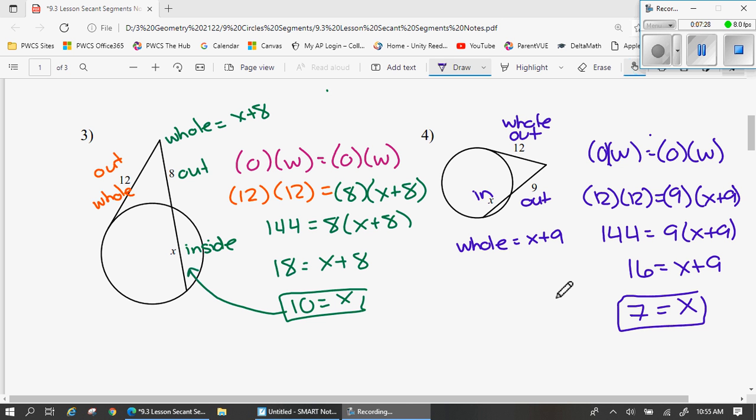So hopefully you got 7. Again, just like the last problem, our tangent was 12 long, so that represents the outside and the whole length because the whole thing is outside the circle. And our secant, our outside was 9, our inside is x, and to get the whole length, we add inside plus outside to get x plus 9. If you struggled a little bit, again, with the algebra, ask me for help, please, before you get too far, so we can sort out maybe any misconceptions you might have.